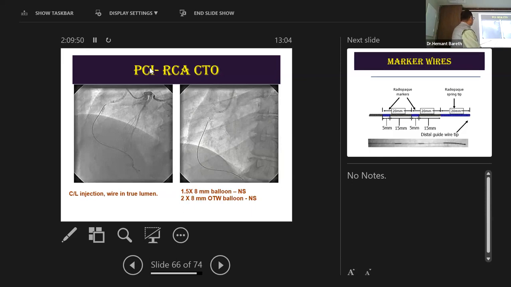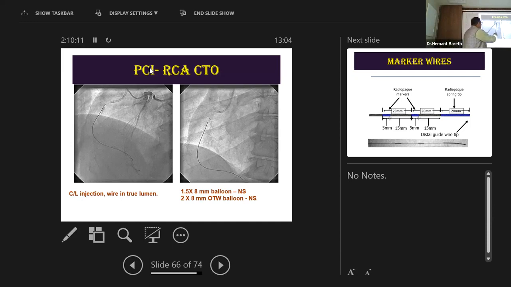So here, parallel wire technique was used. The BMW was left in the subintimal space, and the Conquest was crossed, then the Miracle wire was crossed. Then this subintimal wire was removed, and through the concurrent lateral injection, we check if the wire is in the true lumen.